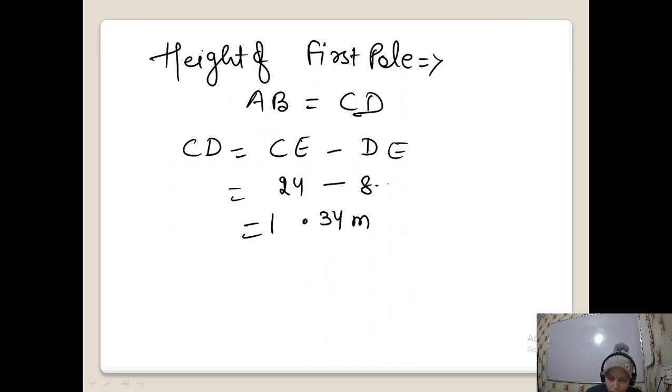24, 8.66, and this is your height of first pole. Because AB is equal to CD, if CD is equal to 15.34, then we can say that AB is also 15.34. So the height of first pole is 15.34 meter.